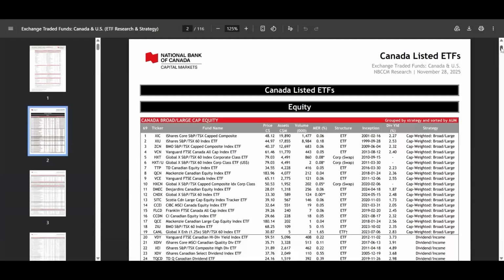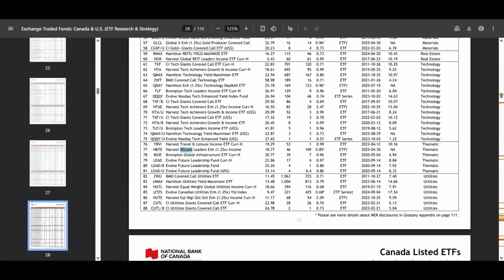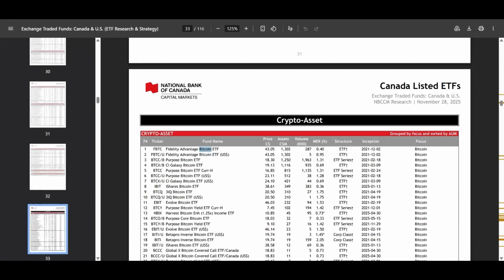Another way for you to use this report is if I have some keywords in mind. For example, let's say I wanted to take a look at ETFs that trade crypto or maybe a Bitcoin-based ETF. You can also do a control find, type in your keyword, and it will bring you to particular ETFs that are focused on Bitcoin in this case.